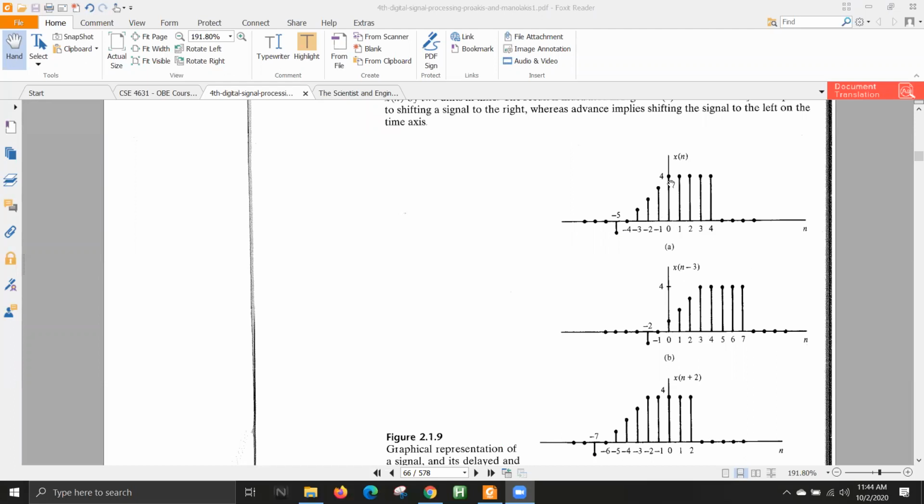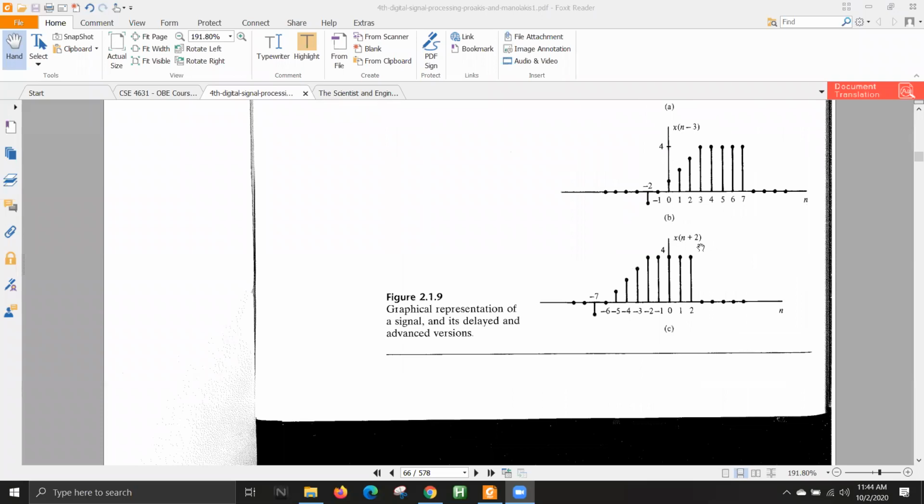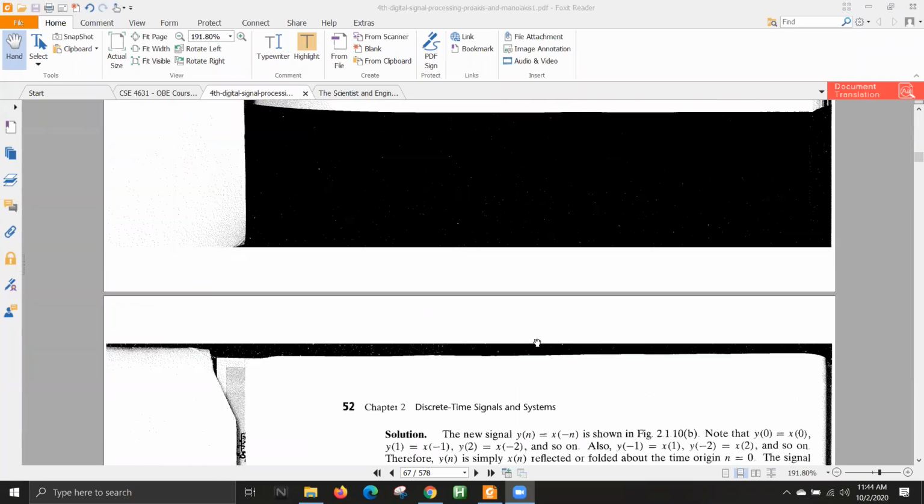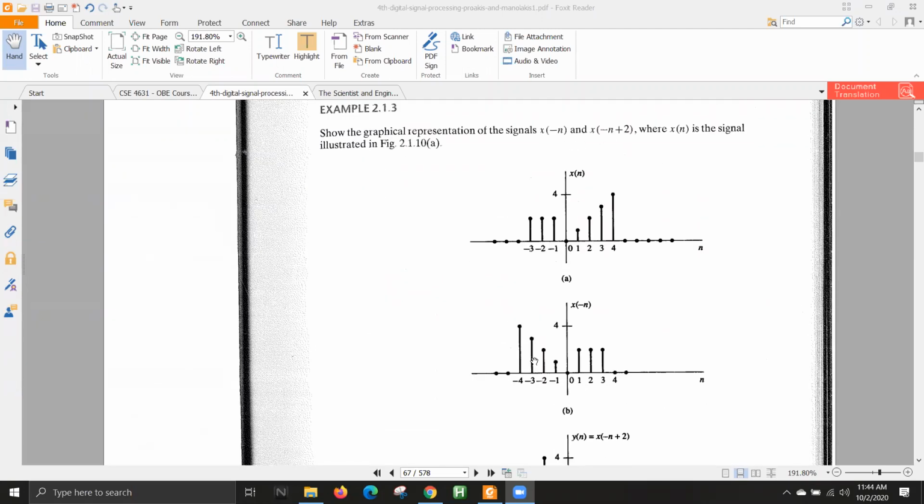So what was earlier at 0, the 4 that was at 0, you will now get after three samples, that is 1, 2, 3, you get the 4. Okay, so everything will get shifted accordingly. So you can see that. And n plus 2 will be a left shift. Okay, and the other kind of shifting that can happen, not shifting, it's called folding.